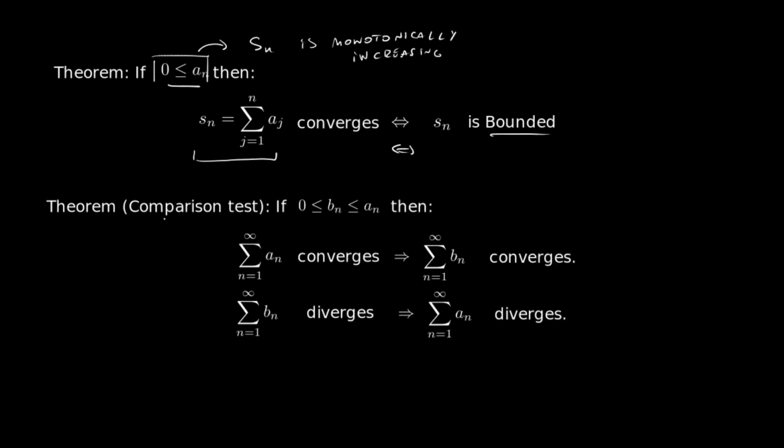Another very important theorem is called the comparison test. We have two sequences, both greater than 0, and a sub n greater than or equal to b sub n. When the series of the greatest element converges, the series with the smallest element will converge. And when the series with the smallest sequence diverges, so does the series with the greatest elements. Intuitively, it does make sense, but let's go ahead and prove it. Let's call this one number 1 and number 2.